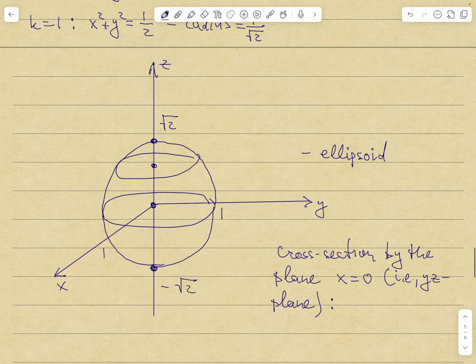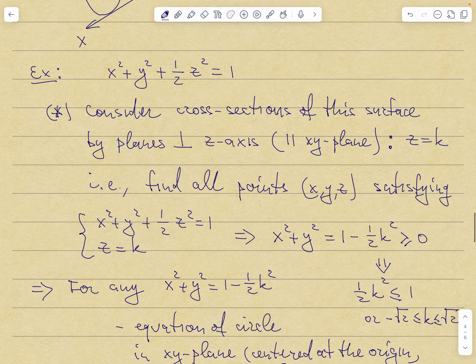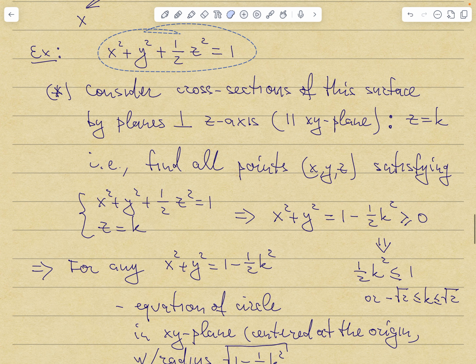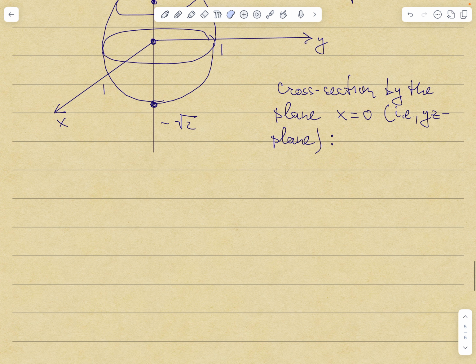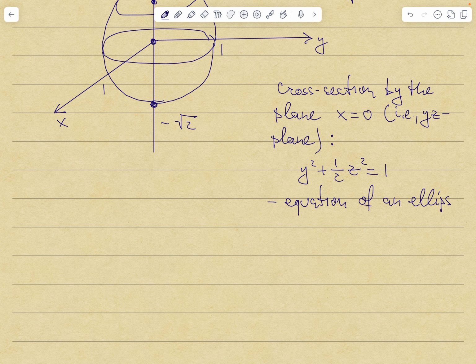That means that I have to take x equal to 0 and use that in my original equation. So if x is equal to 0, then I get y squared plus 1/2 z squared equal to 1. And if you recall your geometry, this is an equation of an ellipse in the yz plane.